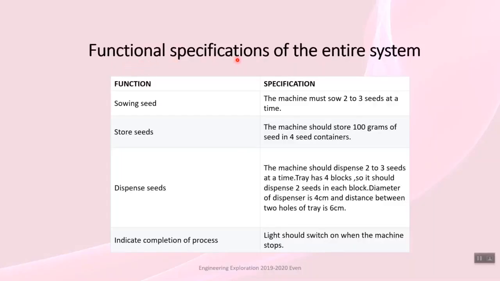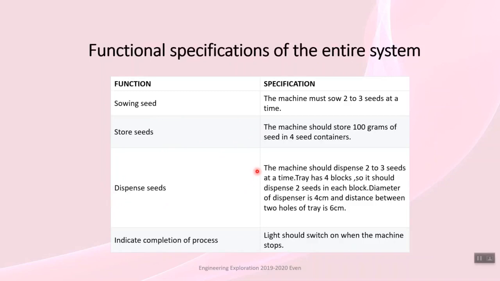These are the function specifications of our model. The first function is sowing seed. Its specification is the machine must sow 2 to 3 seeds at a time. The second function is store seeds. Its specification is the machine should store 100 grams of seeds in 4 seed containers. The third function is dispense seeds. Its specification is the machine should dispense 2 to 3 seeds at a time.